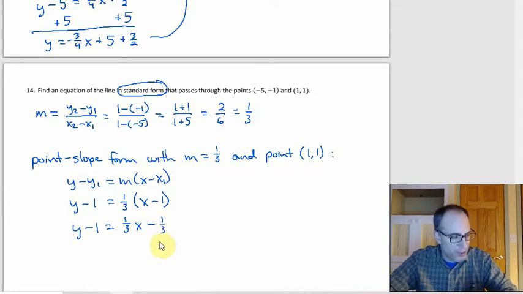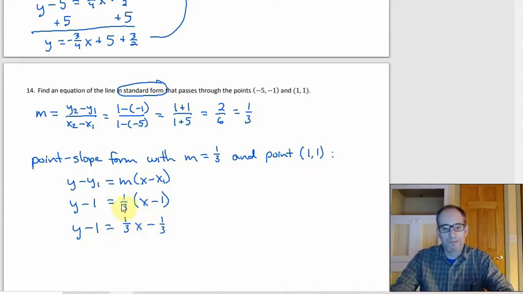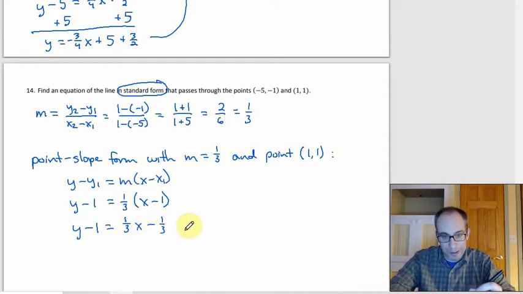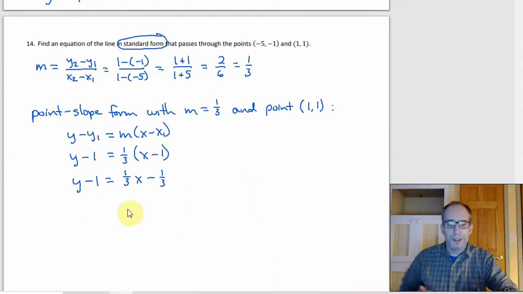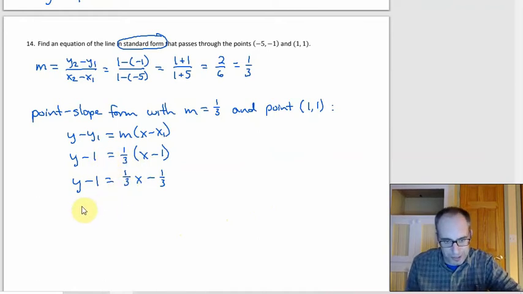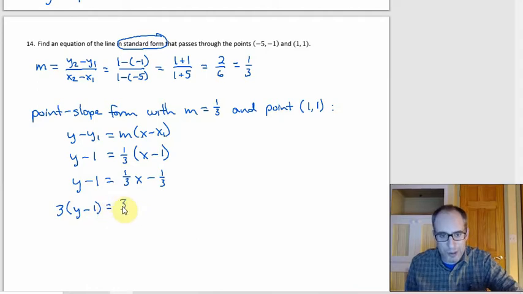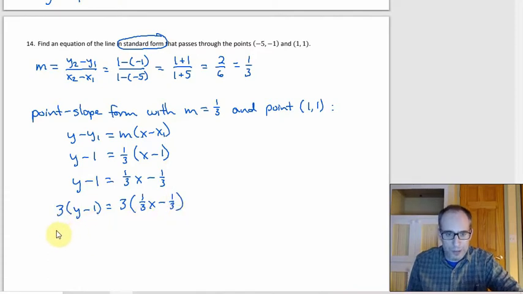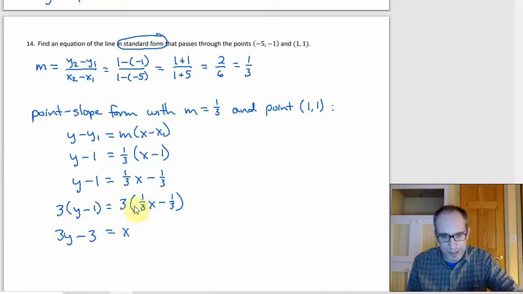Since we're ultimately trying to get this into standard form, we're actually closer to getting it into slope-intercept form. But let's see, maybe it would have actually made more sense to clear the fraction here up at this step, but we can do it now. And you have 3 times y minus 1 equals 3 times this whole thing, so 1/3 x minus 1/3. So 3 times y minus 1 will give you 3y minus 3. And then here, 3 times 1/3 is 1. So you would just get 1x, and then 3 times 1/3 is 1, so minus 1.